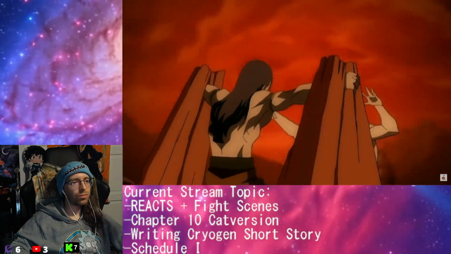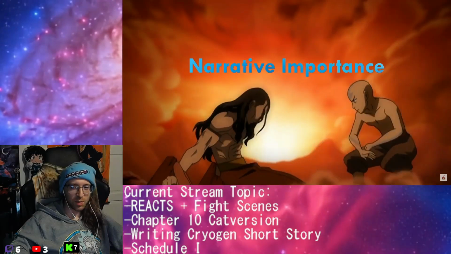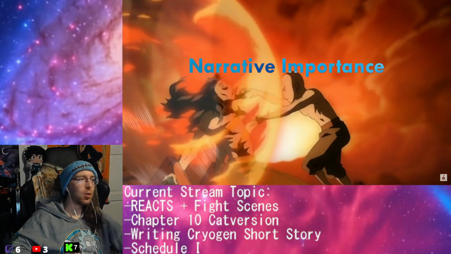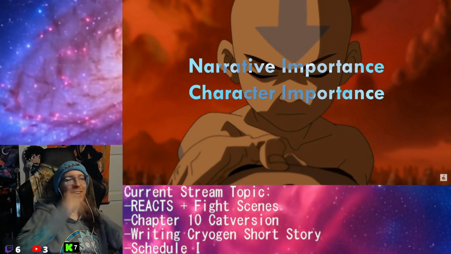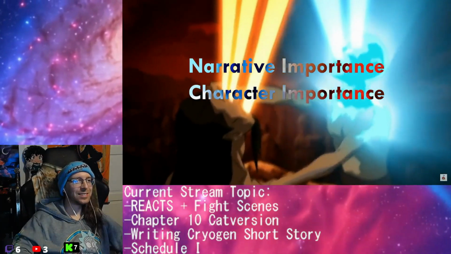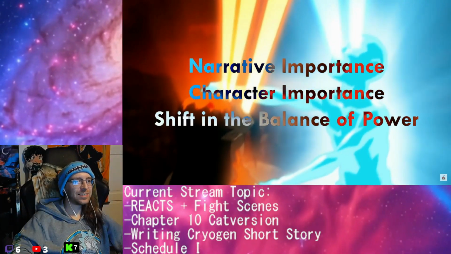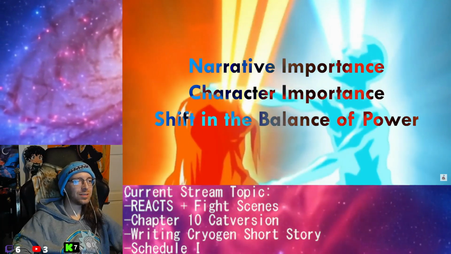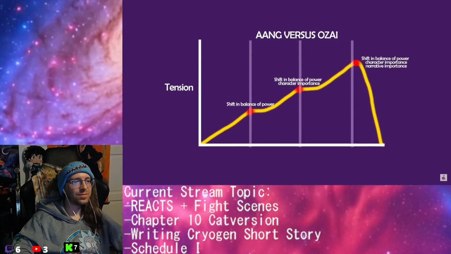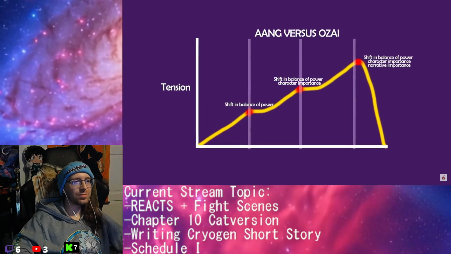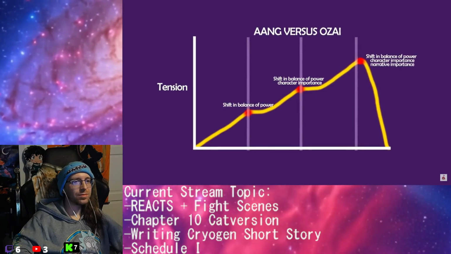And the third act escalation has all 3 of these. The ultimate thing to do, take away his bending. Aang has to defeat Ozai without killing, so that's the most beautiful ending ever, as well as a massive shift in the balance of power. So don't just escalate the conflict by adding more to the stakes, but add tension through shifts in balance of power, and depth through character and narrative importance.